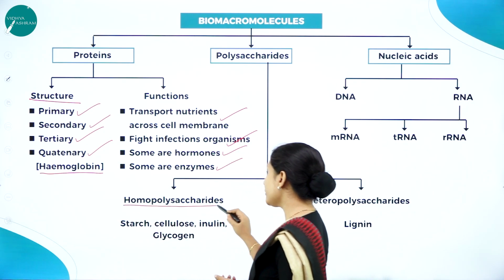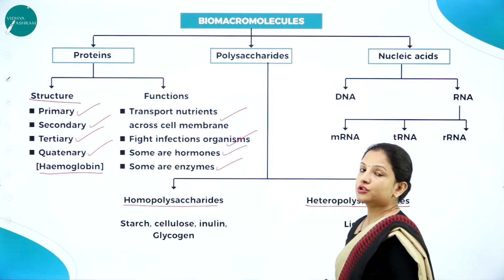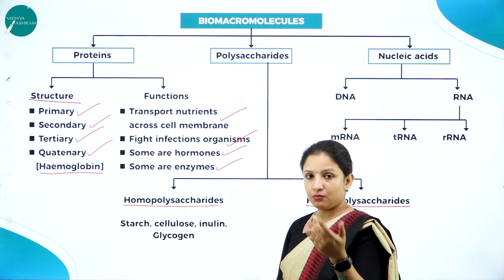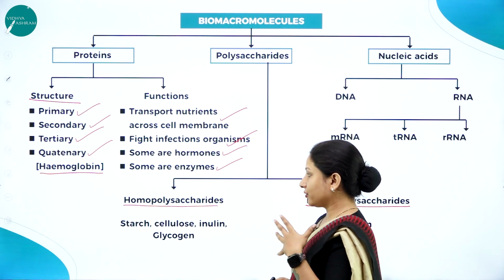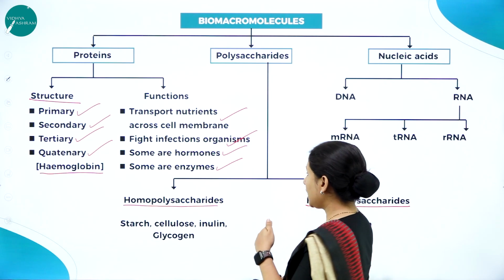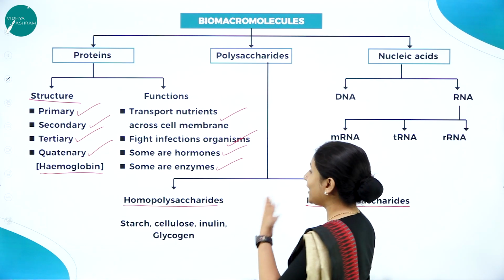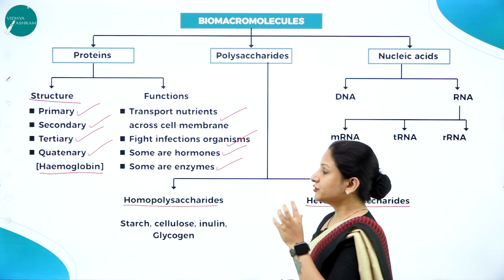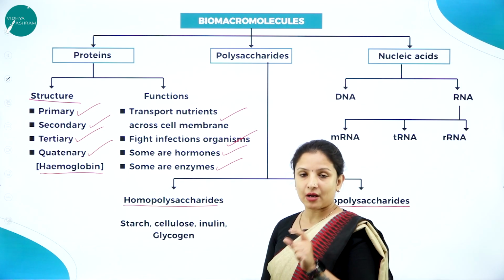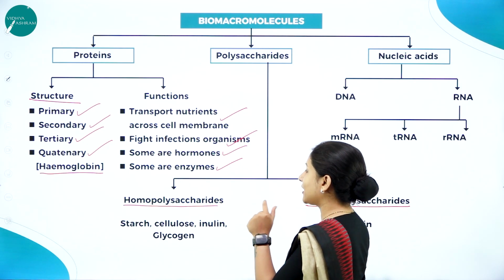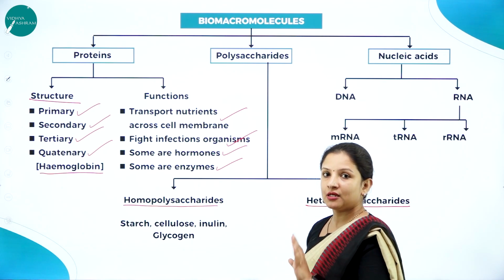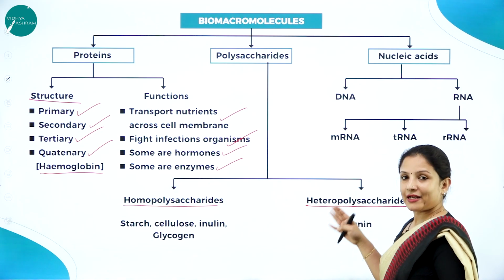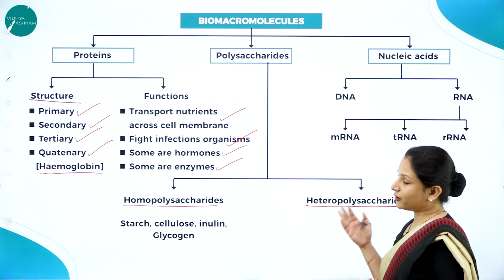Next, talking about polysaccharides. Polysaccharides are of two types, homopolysaccharides and heteropolysaccharides. So what do we mean by polysaccharides? Saccharide means sugar, poly means many, mono means single. Homo means similar, hetero means different. So those carbohydrates which are connected by the same saccharide units are called homopolysaccharides, and those in which the saccharide units are not the same, we call a heteropolysaccharide.